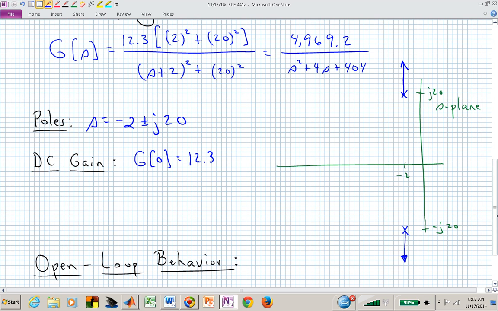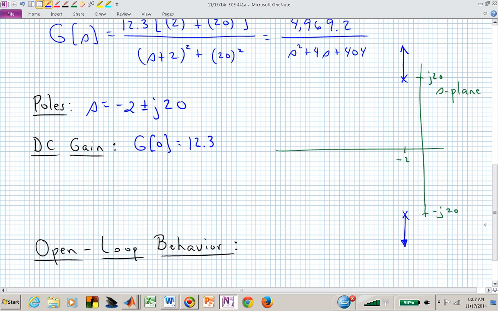What's that going to do to your settling time? If you now increase the gain k in a closed loop, what does that do to your settling time?